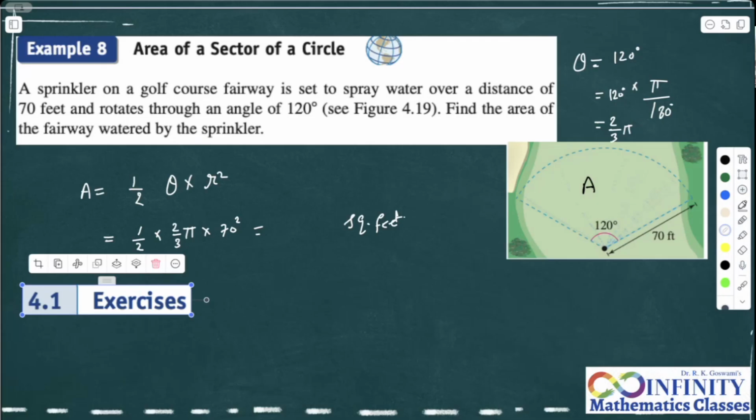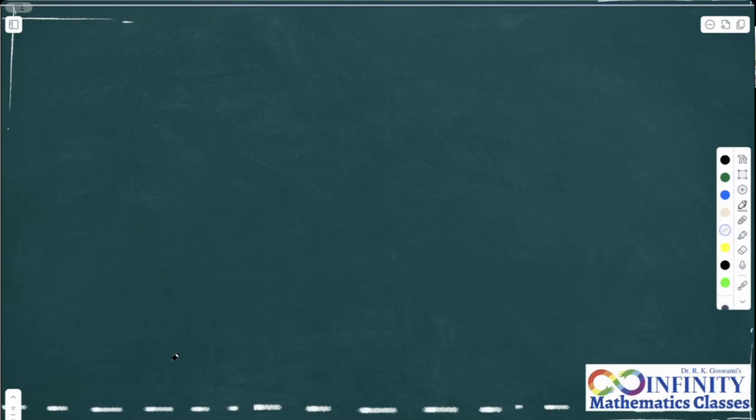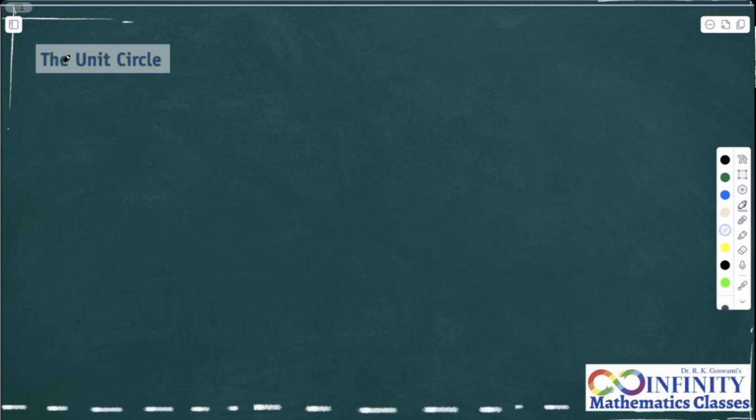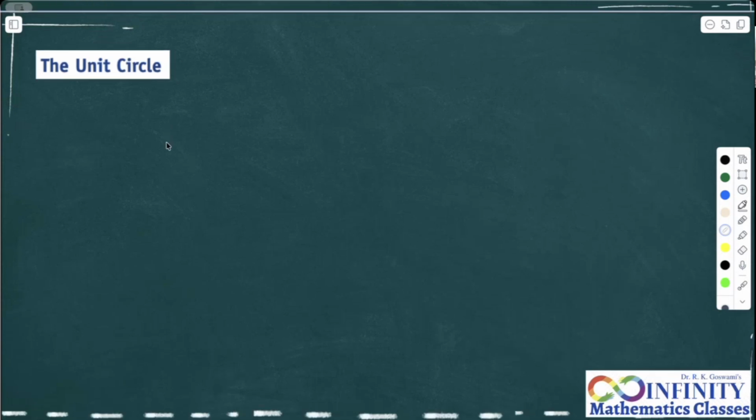Okay, so next is going to be something very important, and it is going to be the core of trigonometry, whatever you are going to discuss here. The unit circle, in section number 4.2. Whenever I talk about a circle, by default it is a unit circle until I mention the radius to you.